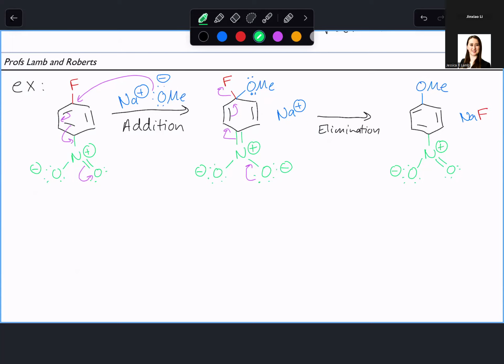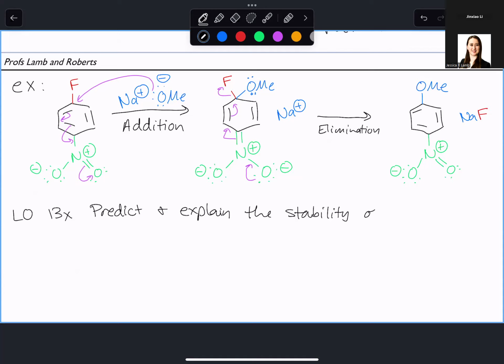Okay. So that's the overall reaction. That's the overall mechanism. The next learning objective is essentially just being able to rationalize everything we've already been talking about. But again, it was important enough to call out separately. So we made a separate learning objective for it. So this is 13x. Predict and explain the stability of the anionic intermediate in NAS using electronic arguments.